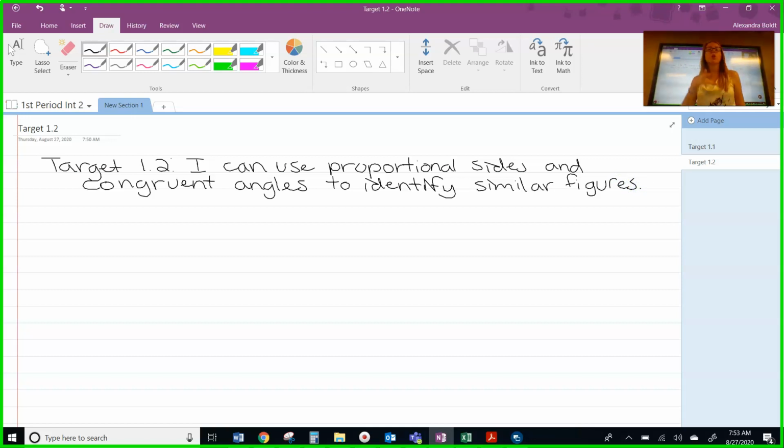So proportions, which we talked about yesterday, are going to be very important in a lot of the things we're going to do, because similar figures are proportional. Okay, so we'll kind of see how that works. So the first thing is, what is the definition of a similar figure?